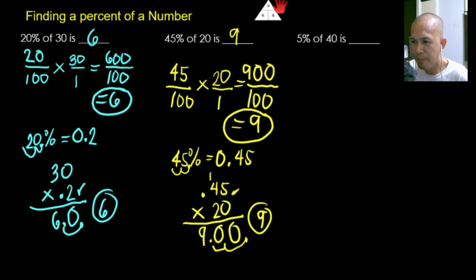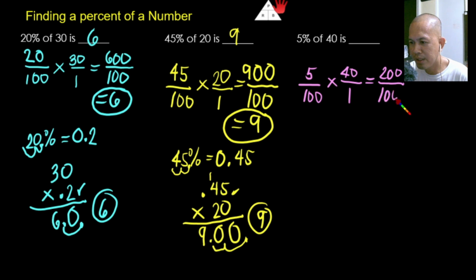5% of 40 is blank. So we're going to change 5% into a fraction, which is 5 all over 100 times 40 all over 1. So we have 5 times 4, that is 20. So it gives us 200 all over 100. So how many hundreds in 200? It gives us 2. So we have 2 is our 5% of 40.